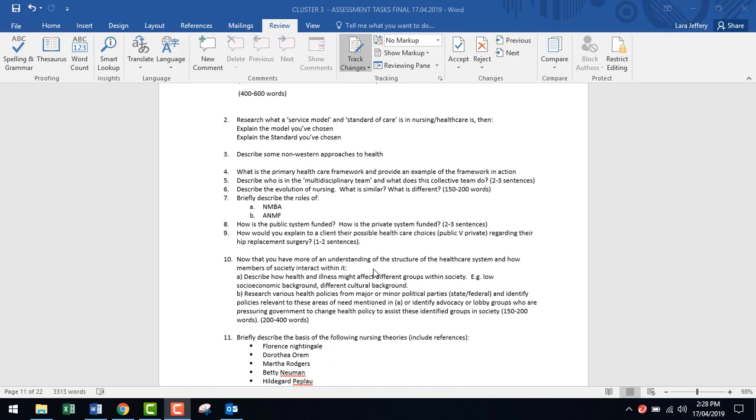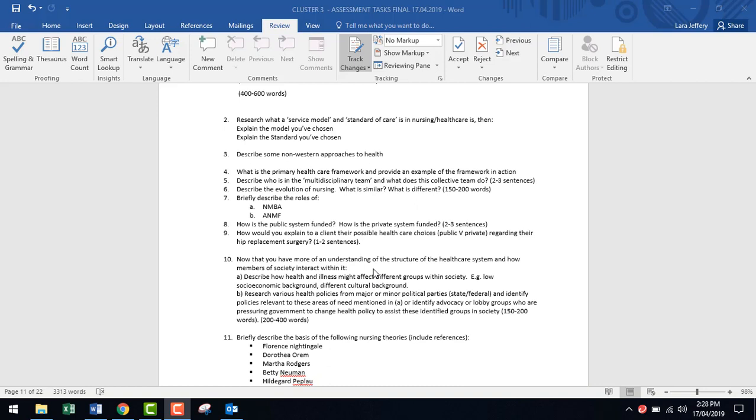Number 8, how is the public health system funded? How do we fund our free public health system? And how is the private system funded? Okay, that's just a couple of sentences for each. Where does the money come from, to make these two systems work?